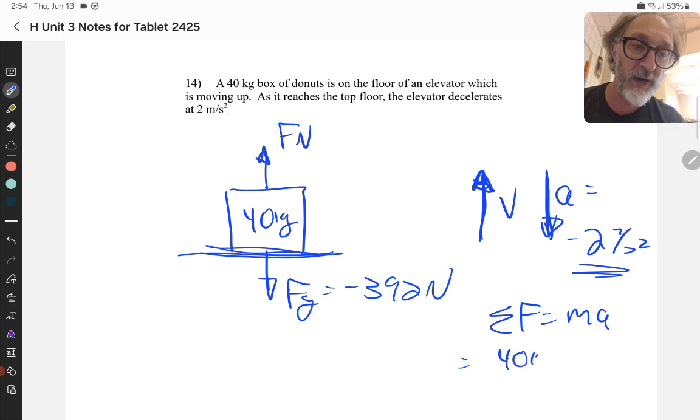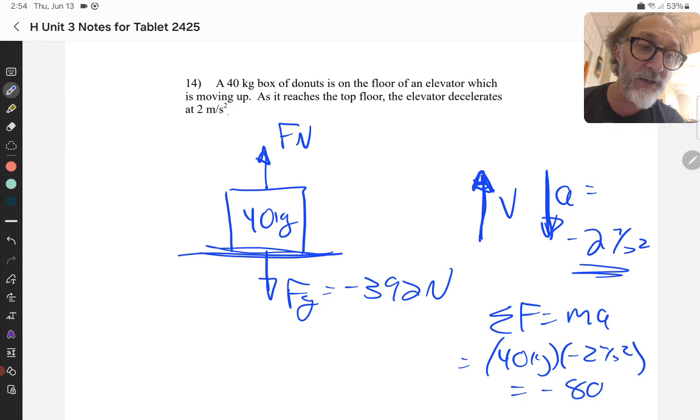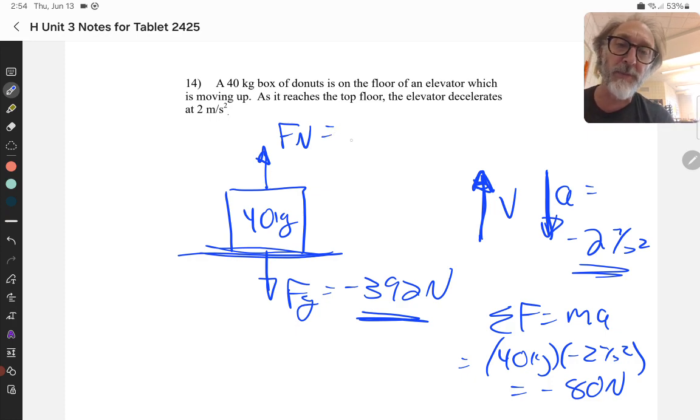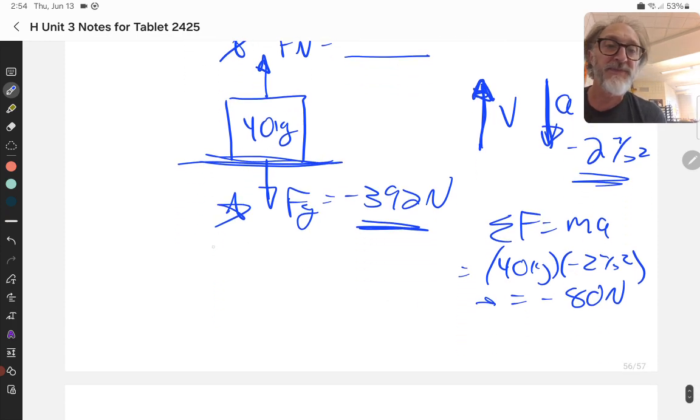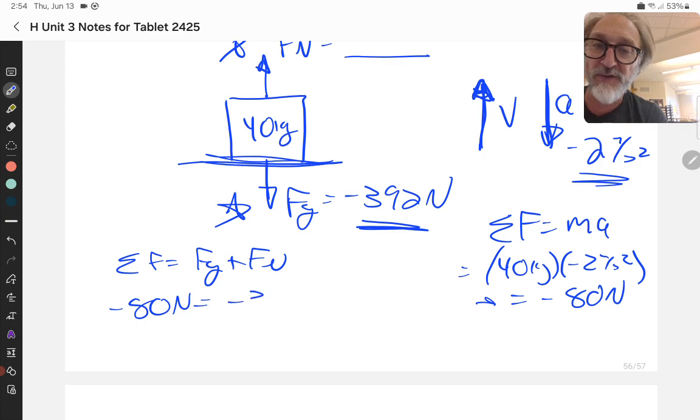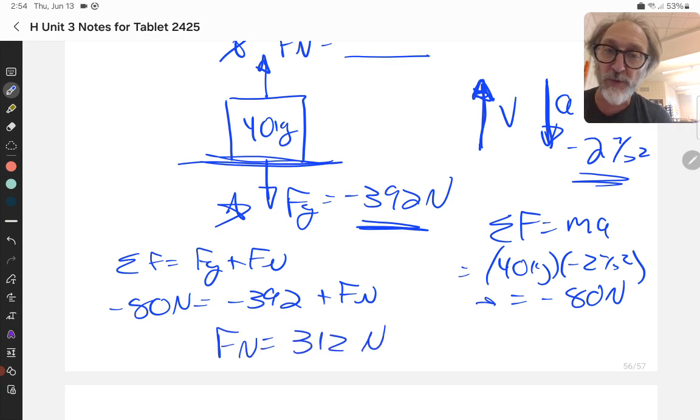It's going to be 40 kilograms times negative 2 meters a second squared, so our net force has to be negative 80 newtons. Right now my net force from gravity is negative 392 newtons. So my normal force is going to apply just enough force such that when I do normal force plus gravity, I get this net force. Net force is gravity plus normal force. The net force is negative 80, gravity is negative 392, and I don't know what my normal force is. Add 392, and normal force turns out to be 312 newtons.